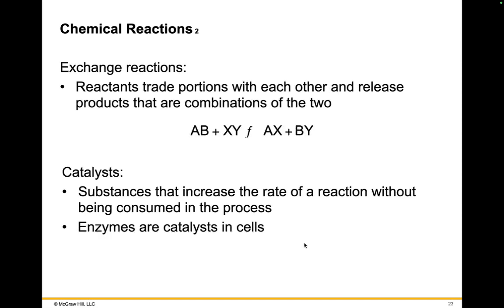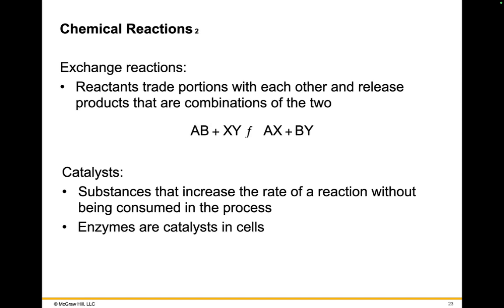We have exchange reactions where reactants are going to trade positions with each other and they release products that are new combinations of the two. So AB and XY is at the beginning of the reactant. Sorry, this should be an arrow. And we just trade. So we end up with AX and BY. So an exchange reaction. And a lot of times these are reversible reactions, so they can actually go this way, and here's your product, or these can be the reactants and go backwards.